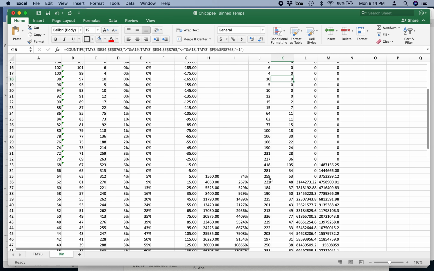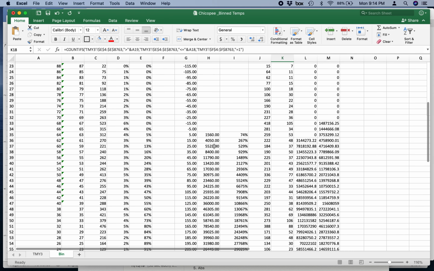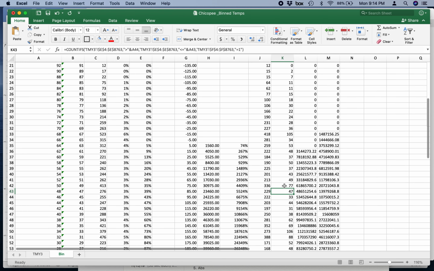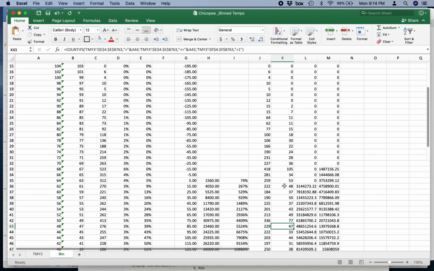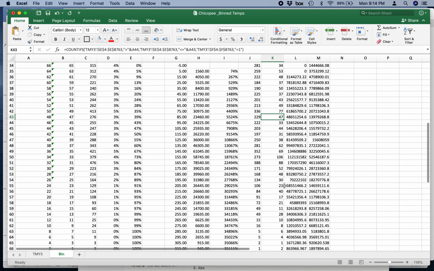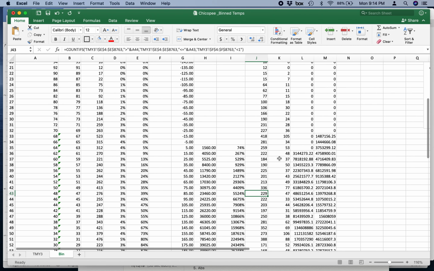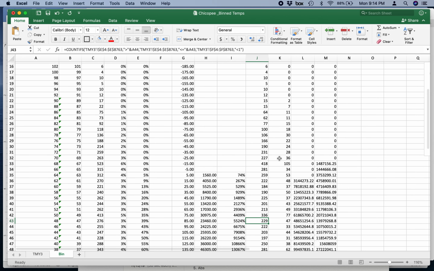Not surprising. And if we go down into the heating season, we can even see that, let's say it's 50 degrees, or between 40, so about 47 degrees. Well, it turns out there are about 47 hours when the building is actually occupied when it hits that temperature. But there are 229 hours when the building is unoccupied and it hits that temperature.